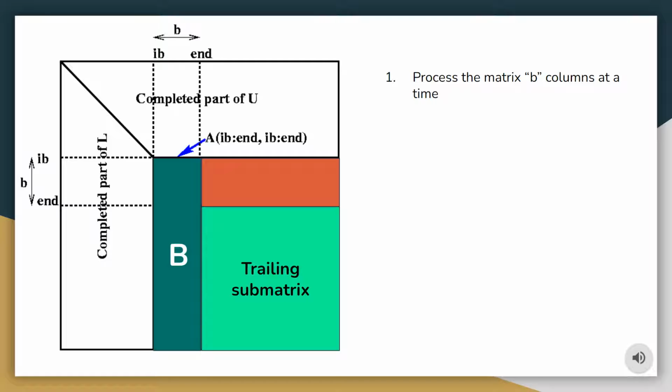We then do a triangular solve function on the pink region of the matrix using L, and then multiply the pink and blue regions and subtract them from the green region to update the trailing submatrix. We continue this process with subsequent B columns until we have simplified the whole matrix.